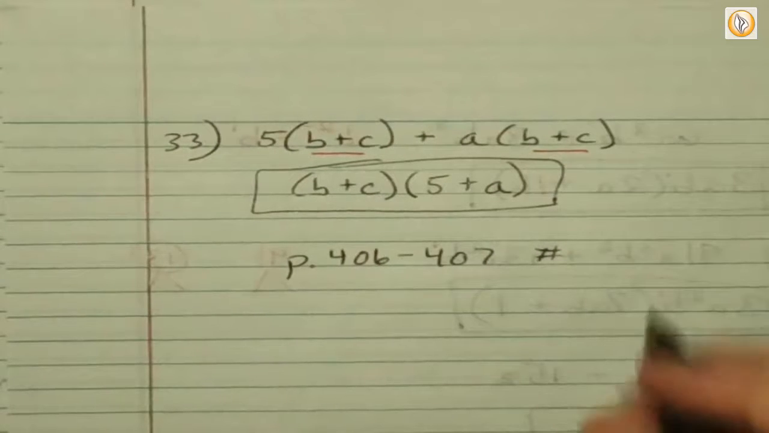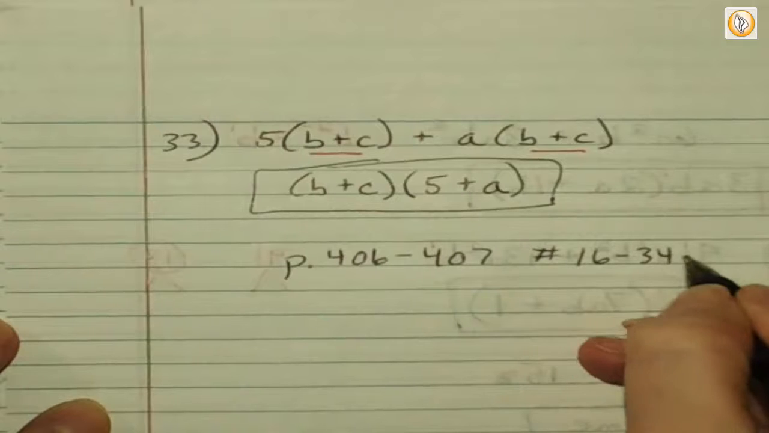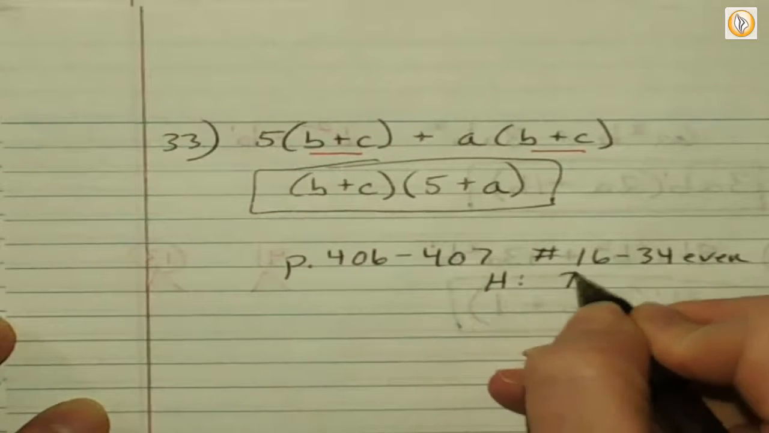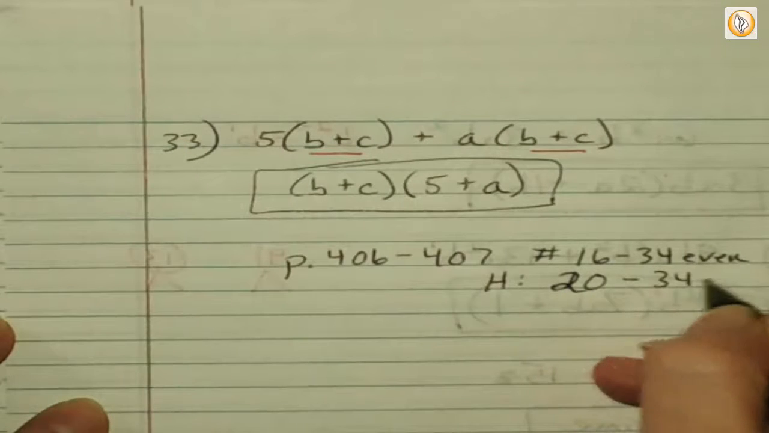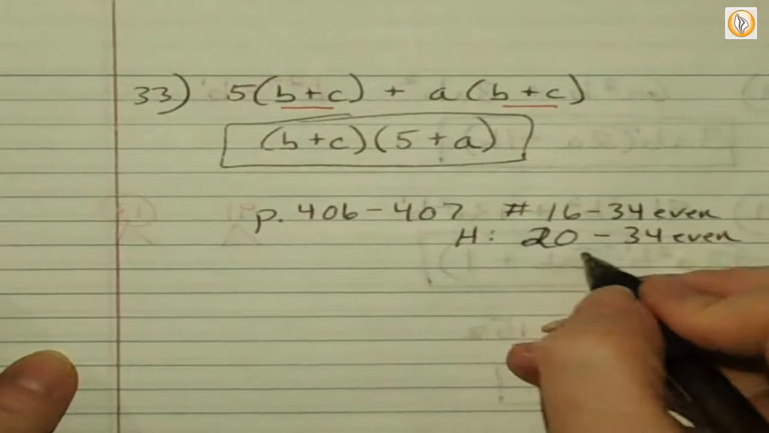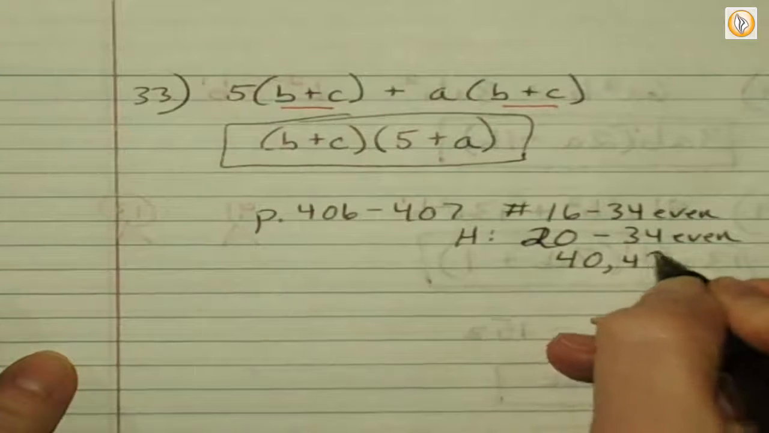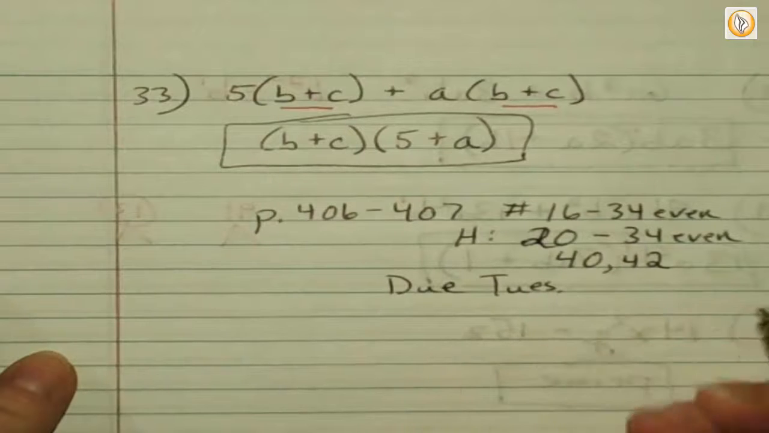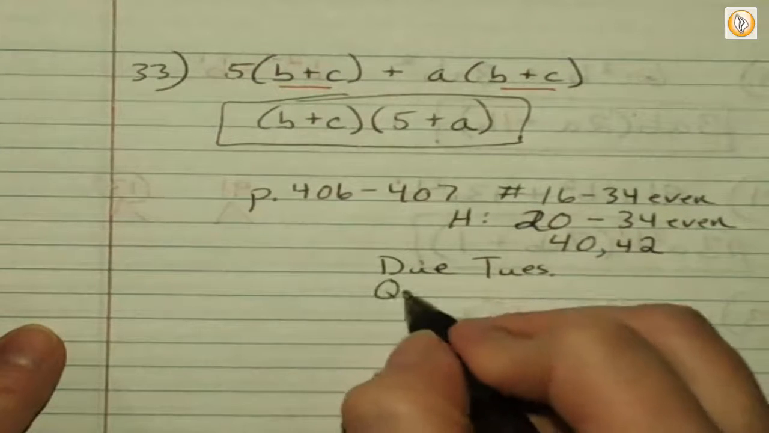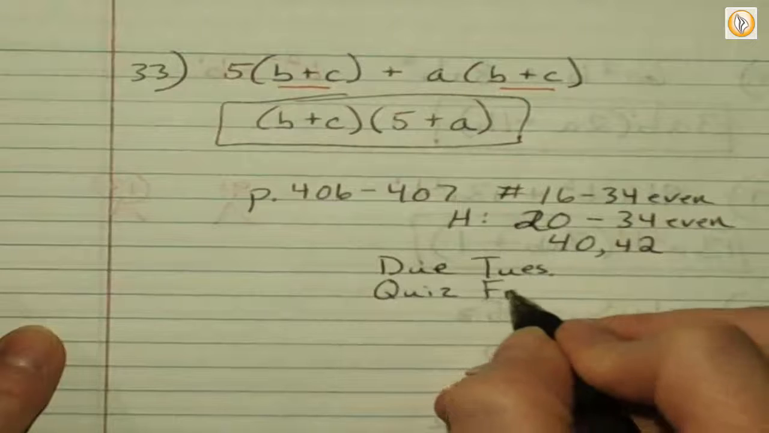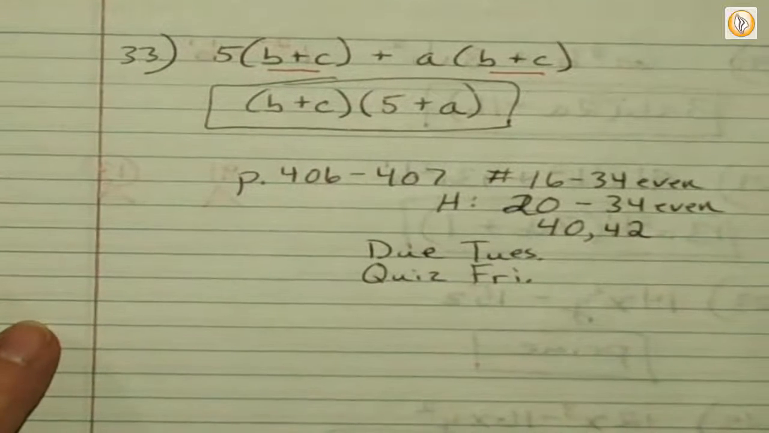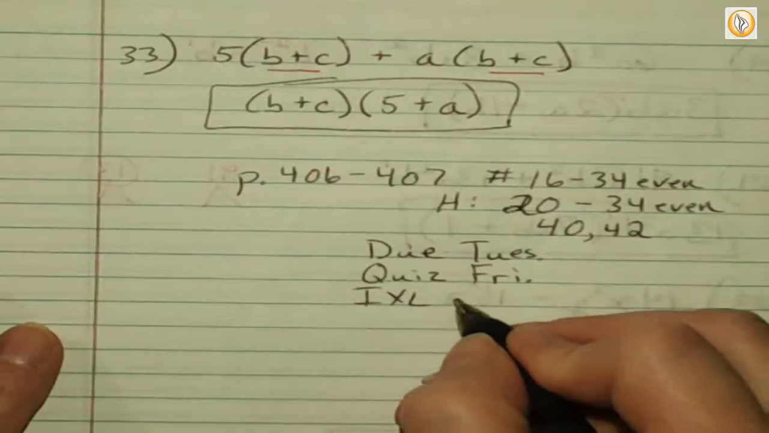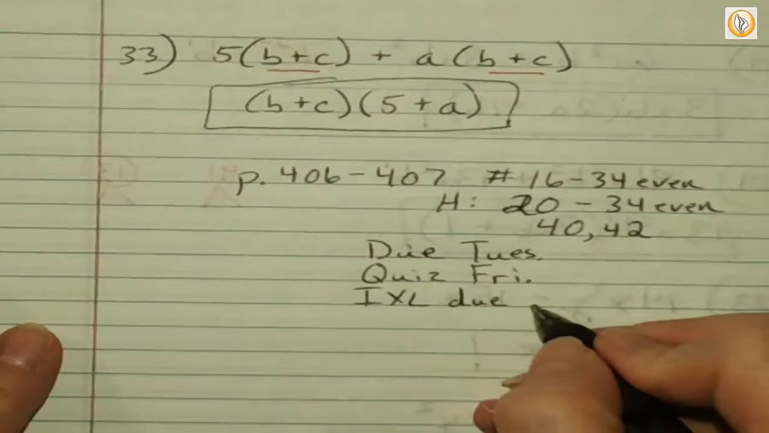That's right, I'm challenging. 16 through 34 even. Honors: 20 to 34 even, and 40 and 42. It's due Tuesday. I've got you scheduled for a quiz on Friday, so we're going to end our week with a quiz. And IXL, which I have not assigned, which I will do in just a second, will also be due Friday.